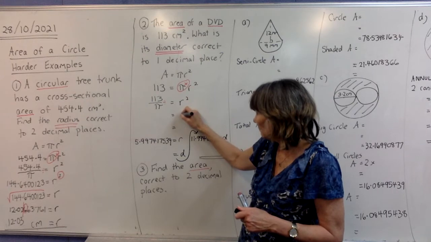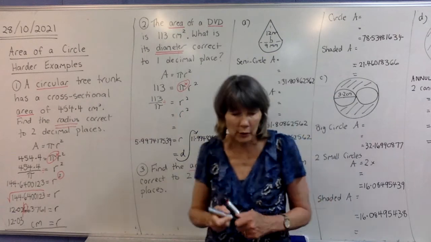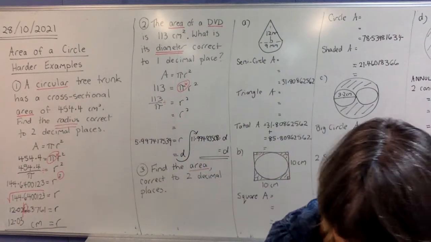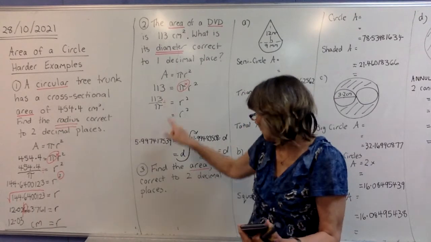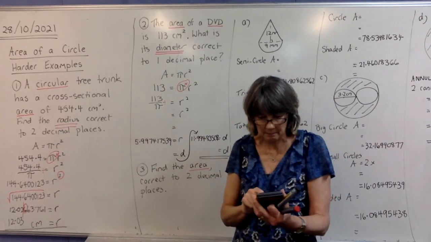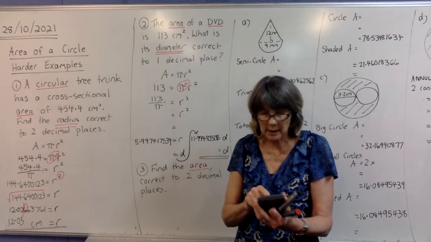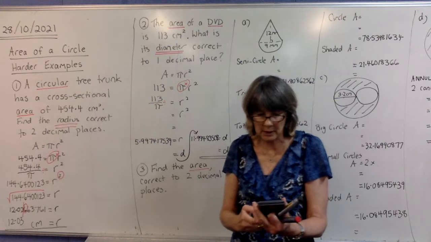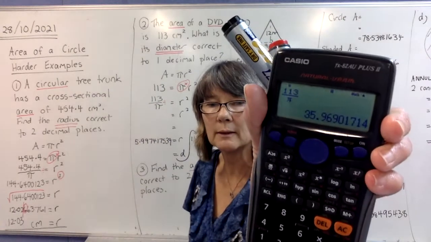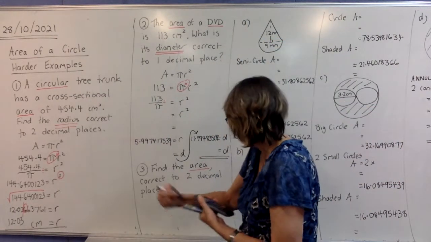Okay, so if we do that on the calculator now, you know what to do. Just press your fraction key. 113 on the top. Down arrow, shift, pi on the bottom. Press equals, and you'll get that. Write it down.